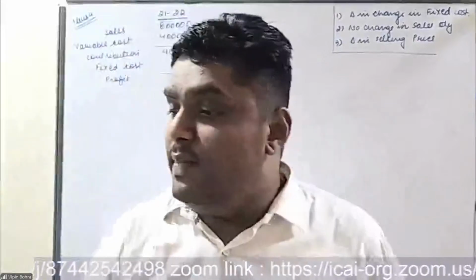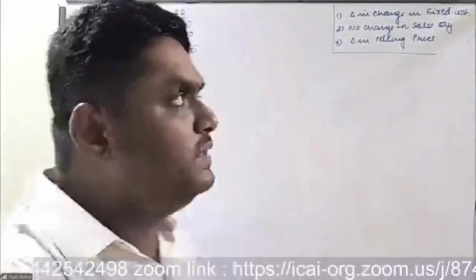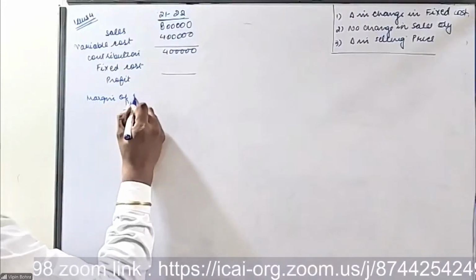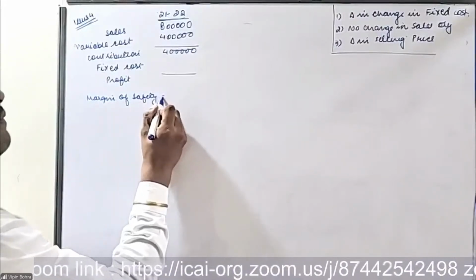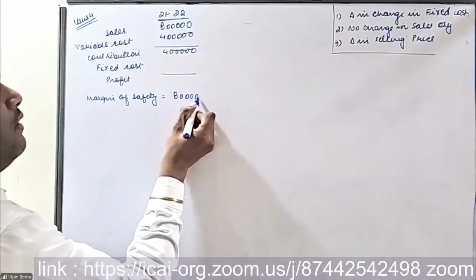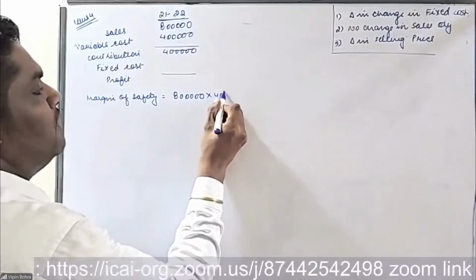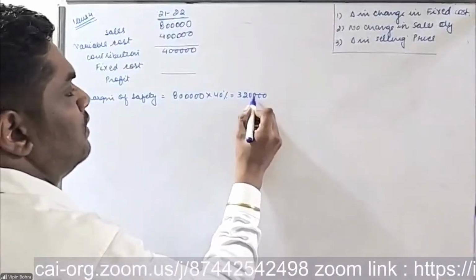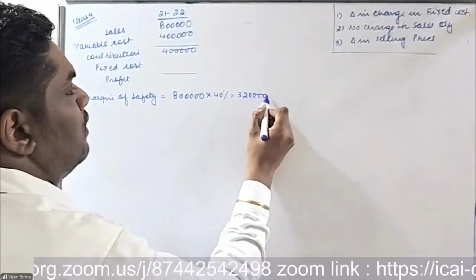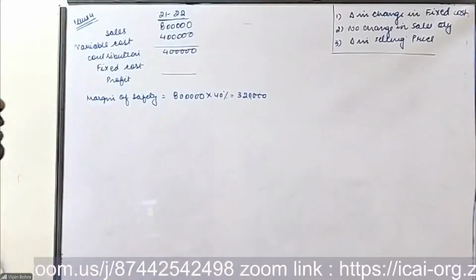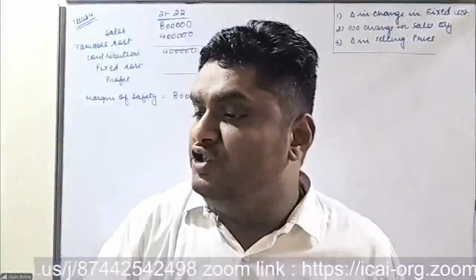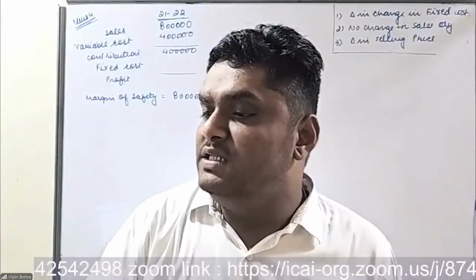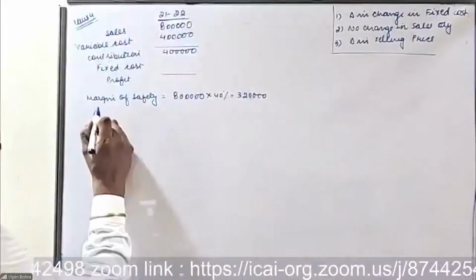Now here it is given that margin of safety sales is 40% of the total sales. So here in margin of safety, we can calculate directly. That is 8 lakh into 40%. That is 3,20,000. Further, since the PV ratio is given, that is 50%, we can easily calculate profit also.